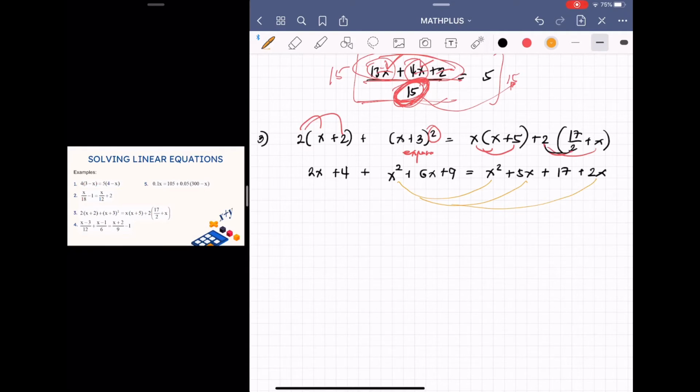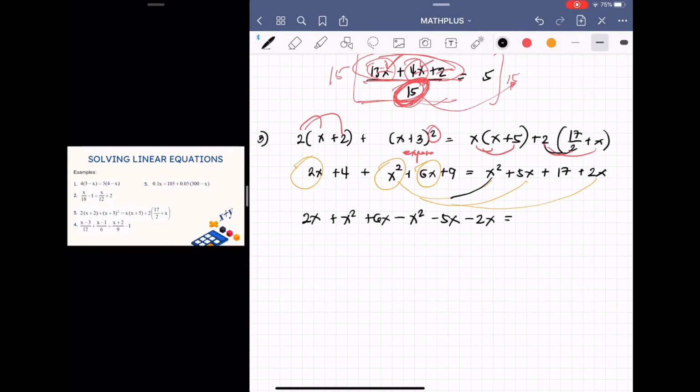So I'll be left with, what I do is I always copy the unknowns, the ones I want to retain. I copy them. So I'll start with 2x, okay, plus x squared plus 6x. And then I write immediately the ones I need to transpose from the right side. So I'll get negative x squared, transposing this, negative 5x, and negative 2x equal to.